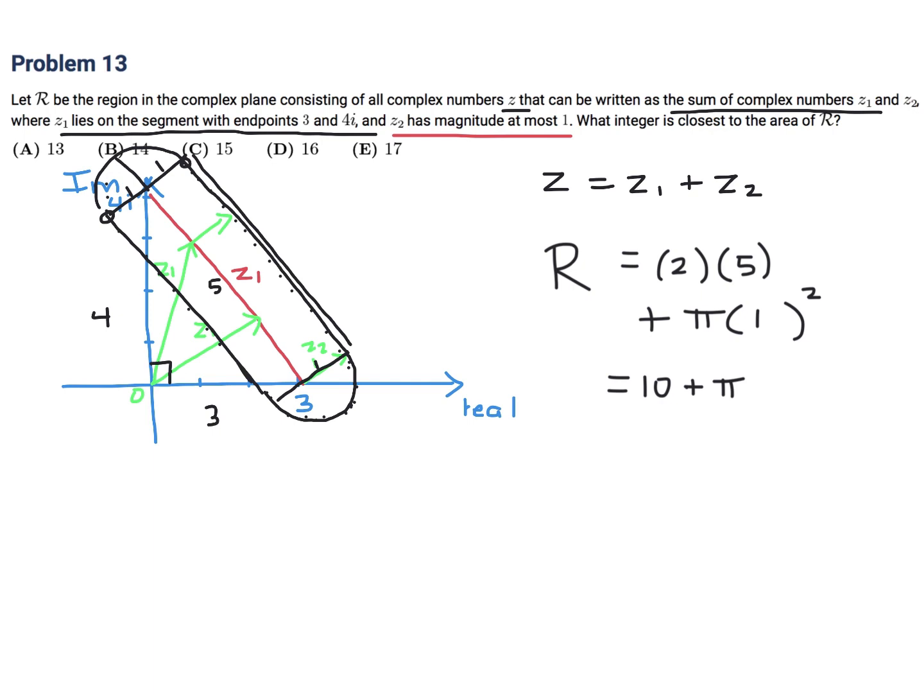And what do they want? The integer. Oh, they want an integer. So 10 plus 3.14, which is 13.14. So I guess the integer closest to that would be 13, which is choice A.